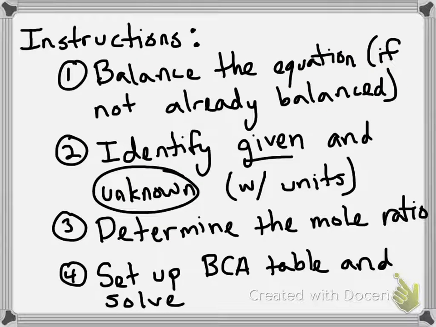So the instructions are as follows. The first thing you need to do is balance the equation if it's not already balanced, and just write it out. Then identify the given and the unknown. Both of those steps you need to do for all the methods. Determine the mole ratio, that you also need to do for the previous method. And remember, the mole ratio is determined by the coefficients of the balanced equation. And then you need to set up a BCA table and solve. So that's the only different step.